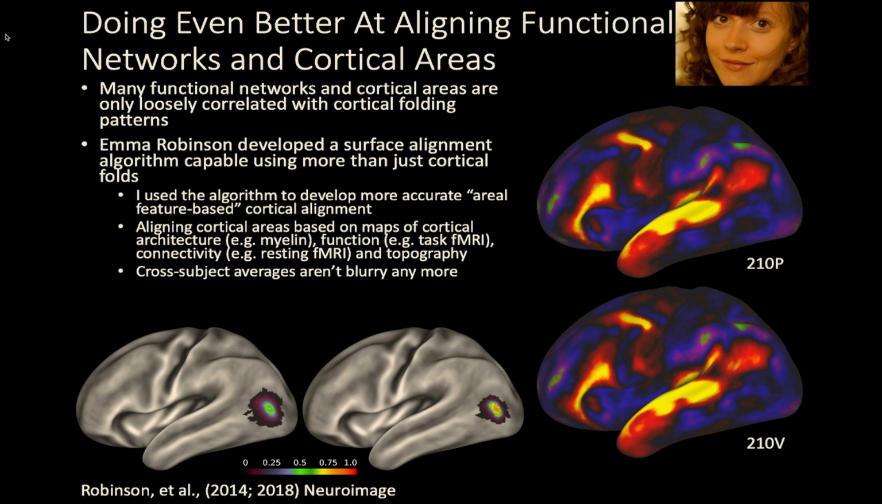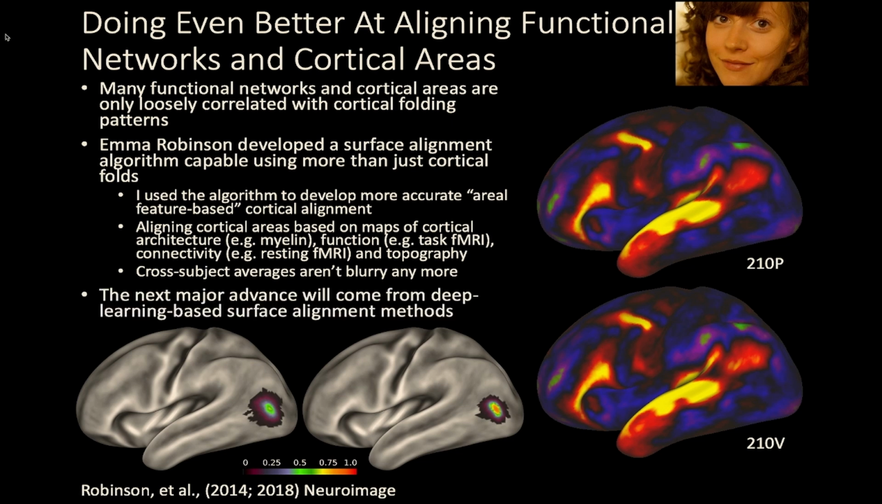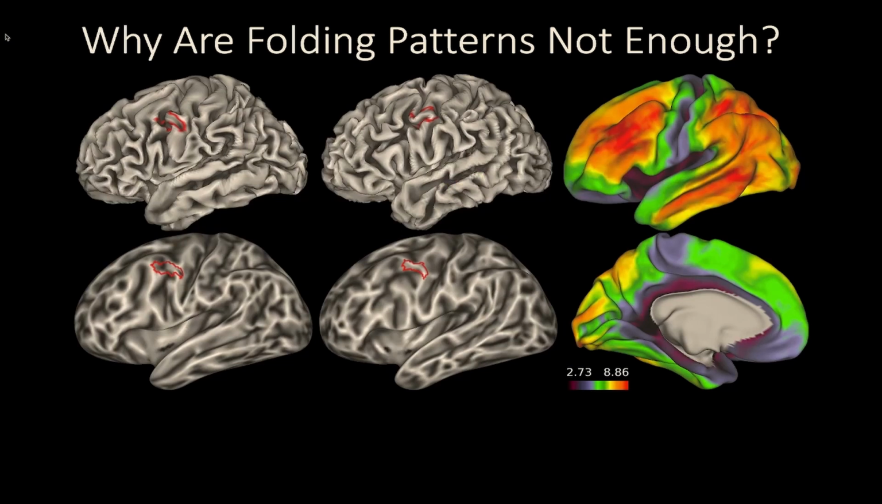These are two groups of 210 people listening to a story. And this is the task fMRI contrast here, and you can see that the maps look basically the same, and they show fine details. Like, this is the little hotspot here that I was pointing out in one of the early slides, but we've got things like area 55b here and other fine details that are highly reproducible from one group of subjects to another. And the next major advance for surface-based alignment is actually likely to come from deep learning algorithms. So why are folding patterns not enough?